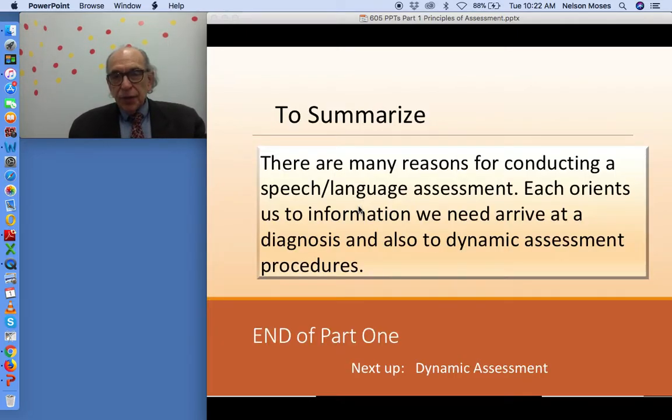To summarize, there are many reasons for conducting a speech-language assessment. Each orients us to information we need to arrive at a diagnosis, and it also orients us to the process that I will label dynamic assessment. In fact, next up is a look at dynamic assessment.